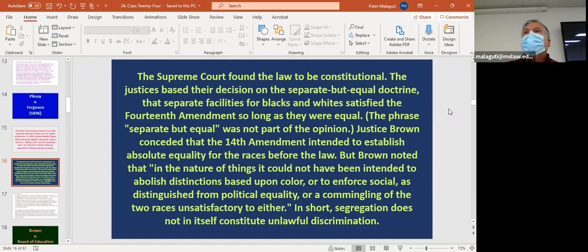Thurgood Marshall became a Supreme Court justice. Before becoming a Supreme Court justice, he worked for the Civil Defense Fund of the NCAA as an attorney who was going out and trying to shoot down these segregation laws. He was very successful. He's considered to be one of the greatest lawyers of the 20th century. Okay, he was very successful because he would go and he would prove that equal was not equal.